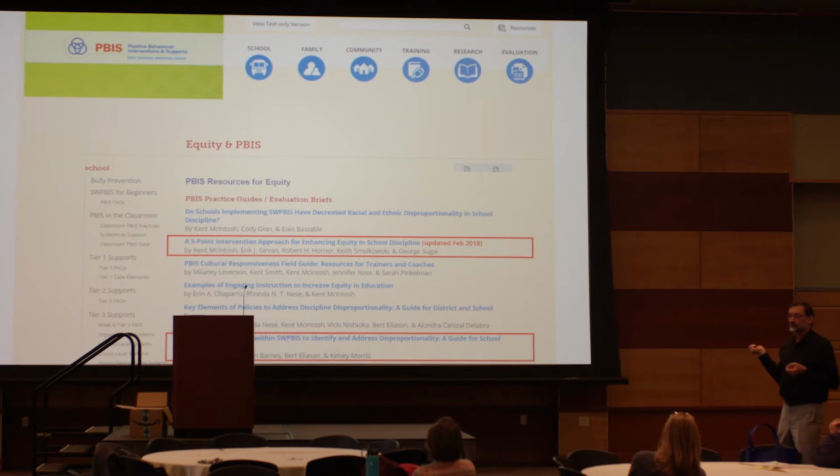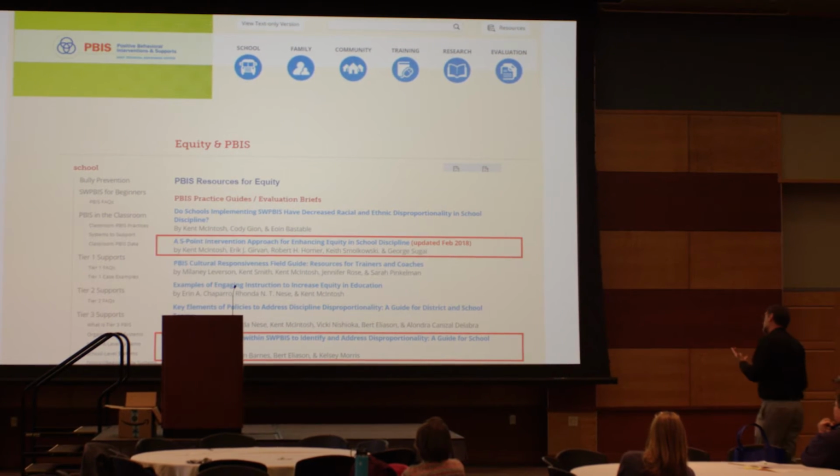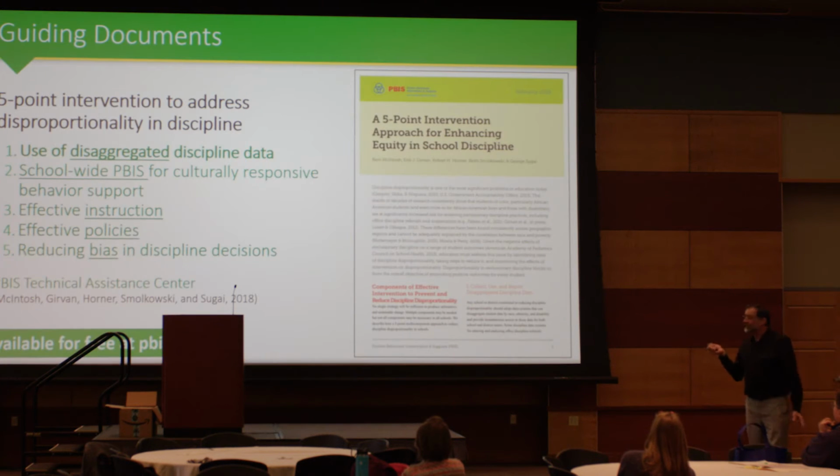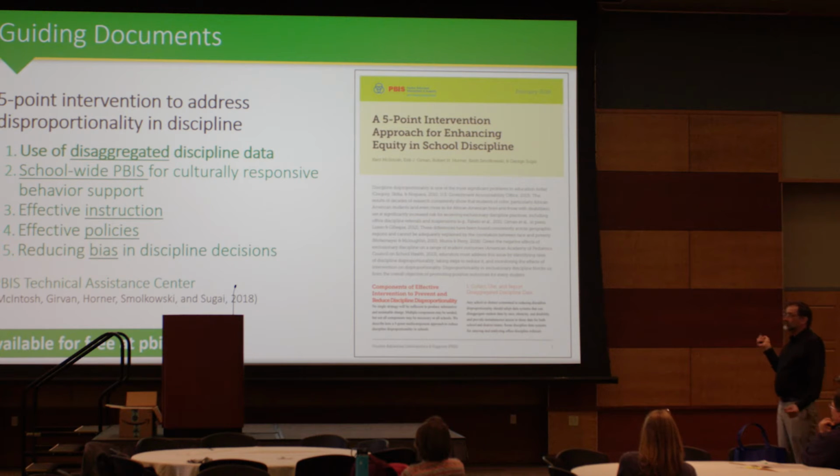Both of these were originally written in 2014 in our effort to address this thing that's going on that we need to, as part of PBIS, be aware of and work towards doing something to improve. The first one was rewritten last February. It's a 5-point intervention approach to enhancing equity in school discipline. Look at number 1.